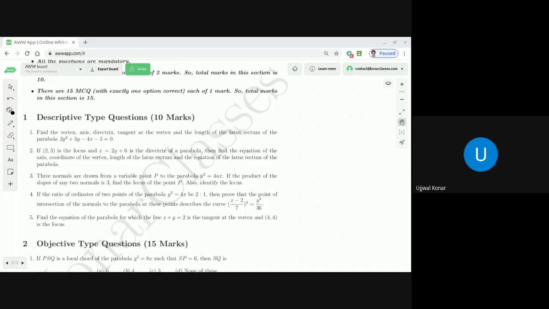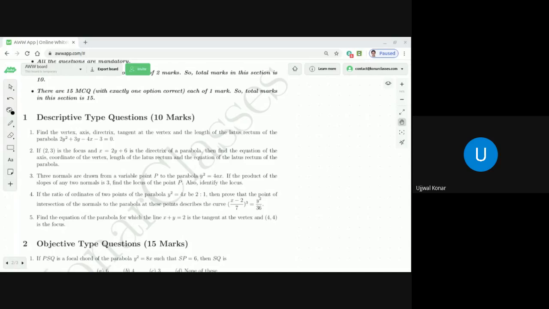Now let's start discussing this. All these questions are up to the level of JEE Main. They are not up to the level of JEE Advanced. Let's start finding the solution for each one of these. In the first question, find the vertex, axis, directrix, tangent at the vertex, and the length of the latus rectum of the parabola.